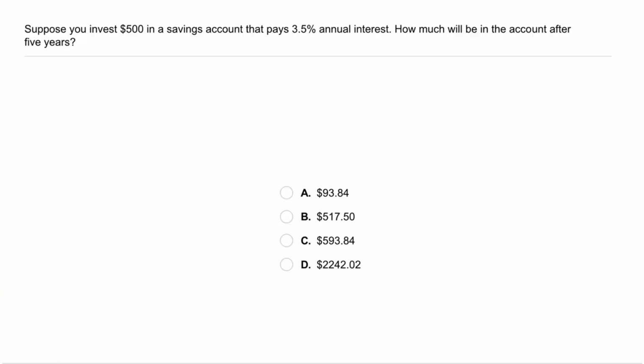Your turn. Suppose you invest $500 in a savings account that pays 3.5% annual interest. How much will be in the account after 5 years?